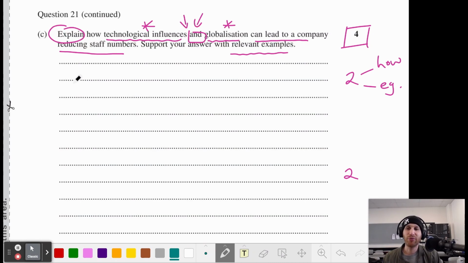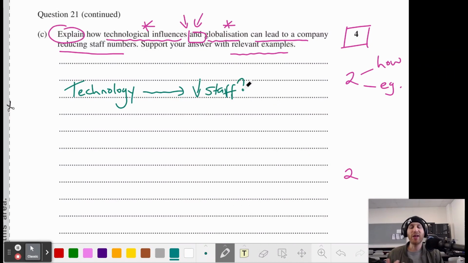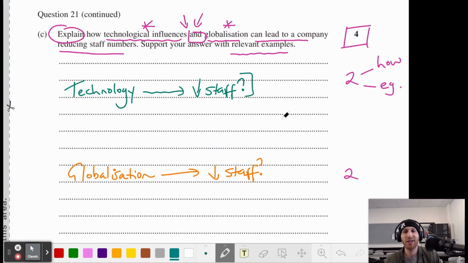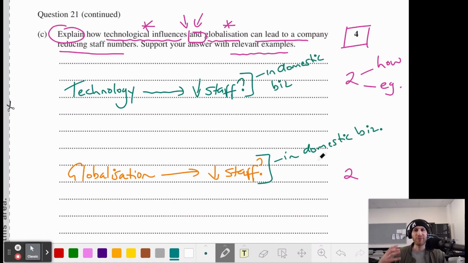So let's think about it here. Our first thing that we would set up is how does technology lead to less staff? That's really the relationship that the question is looking at. And then the other part follows the same pattern. How does globalization, and when we're talking about less staff here, let's put this in the same color, we are saying less staff in the domestic operations. That's probably more relevant in terms of the globalization, but that will become clear.